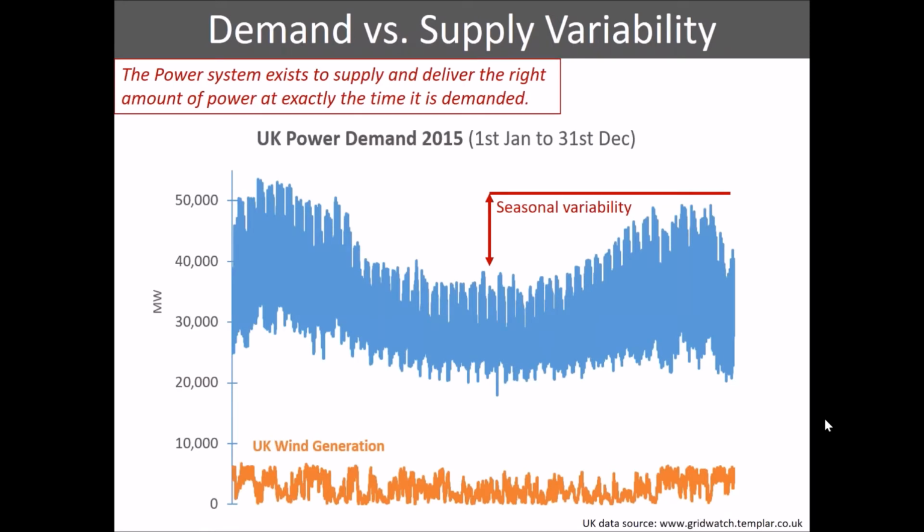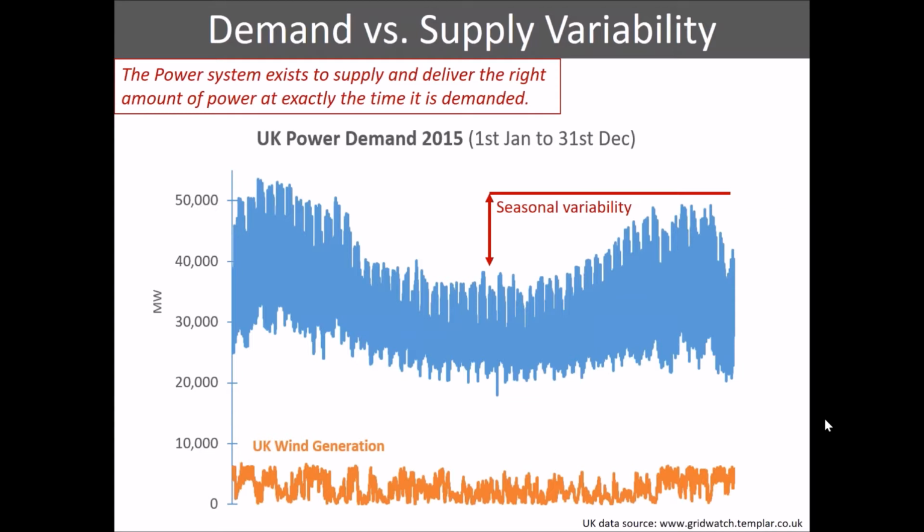So this is just a chart to illustrate the idea of variability. The text at the top is fairly key. The power system exists to supply and deliver power at exactly the time it's demanded. It's fairly obvious. If I want to drill a hole in the wall, the power that comes to my drill has to be supplied at the exact time that I want to drill that hole.